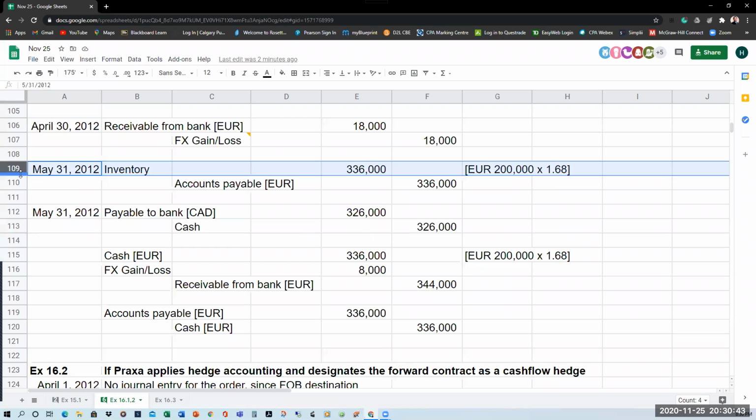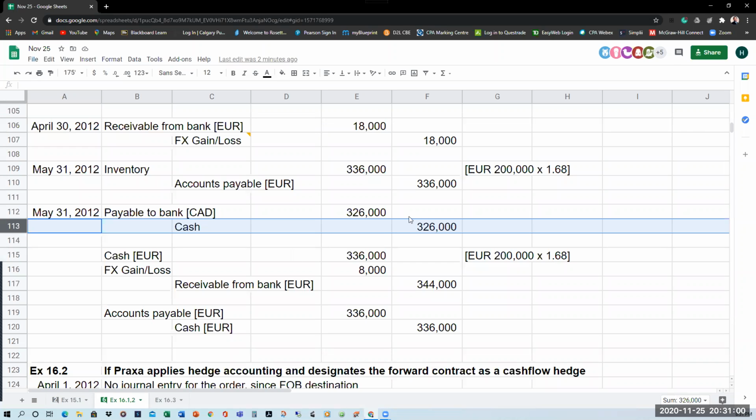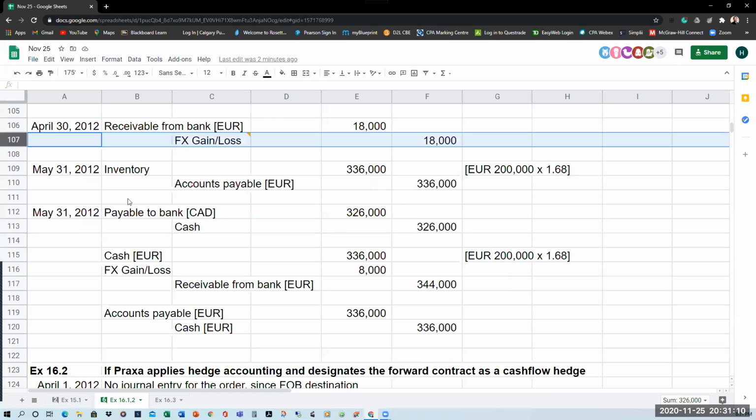But because the inventory was recognized on May 31st, we recognized it at 336,000. The difference between what we recognized the inventory for, 336,000, and the cash that we paid, 326,000, tells you there's a $10,000 difference, and that $10,000 difference is an FX gain. That is explained by taking a look at these two numbers. We have an FX gain booked on April 30th, $18,000, and an FX loss booked on May 31st, $8,000. Net amount is an FX gain of $10,000.